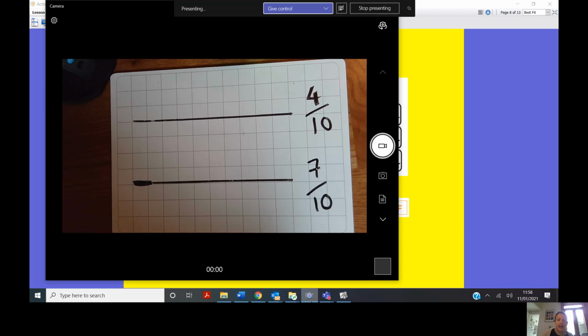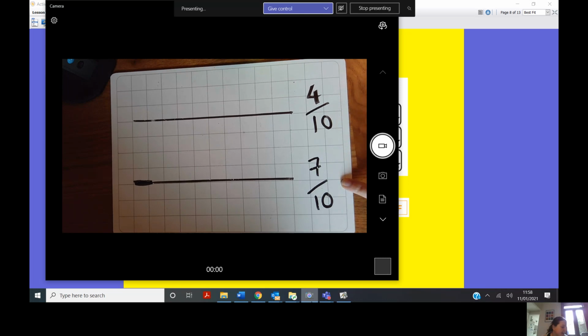So here I have a line, and on each of these lines I want to represent 2 fractions. My top line I'm going to represent 4/10, and my bottom line I'm going to represent 7/10. I'm going to use this to compare the size of these 2 fractions, and then we can think about sentences about how we can describe their size.